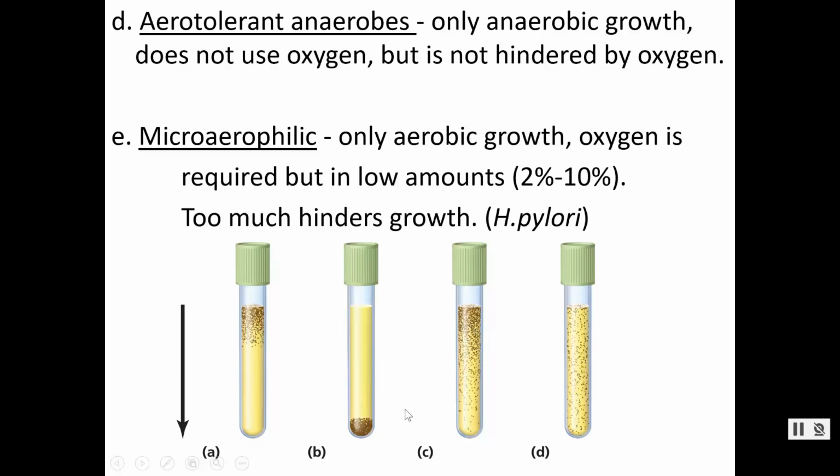I want you to label A, B, C, and D, and then I want you to draw the one that we're missing. So once you figure out which one all of these are, then I want you to draw the one that's missing.